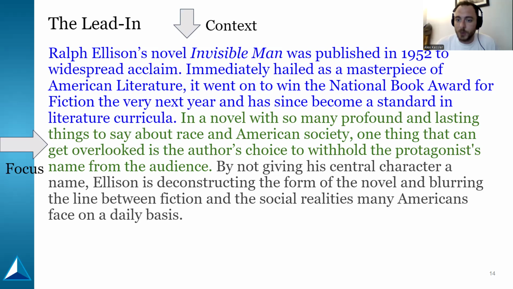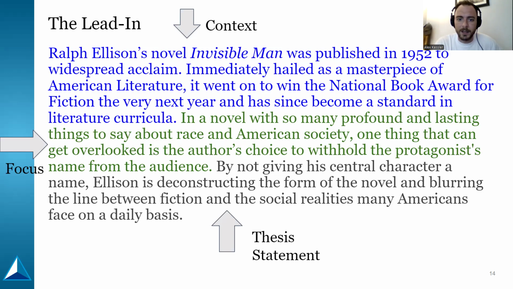Now we're switching gears to talk about our specific focus. In a novel with so many profound and lasting things to say about race and American society, one thing that can get overlooked is the author's choice to withhold the protagonist's name from the audience. So whittling down here, directing the reader's focus into the specific detail of the book we want to talk about.